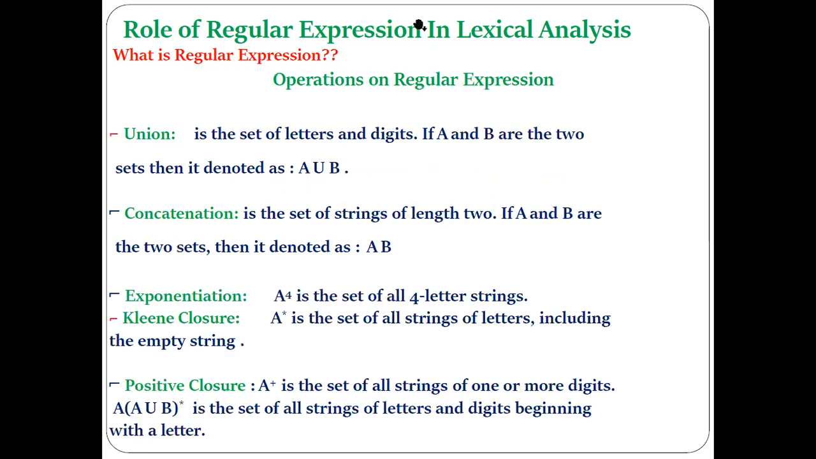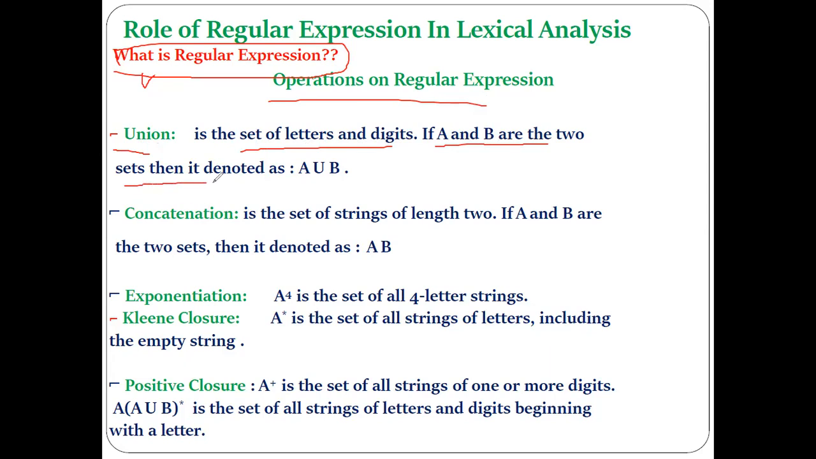Now, what are the different operations that are usually performed on regular expressions? Okay. Whatever we have previously discussed is part of our regular expression, and why we are using regular expressions to describe regular languages. Now, in particular, why we are using regular expressions in lexical analysis, we will see in the next slide. Before that, we have to see what the different operations performed on regular expressions are. So the first operation performed on regular expressions is nothing but the union, which is nothing but what? A set of letters and digits. For example, if A and B are two sets, then as part of the union operation, it can be described like this: A union B.